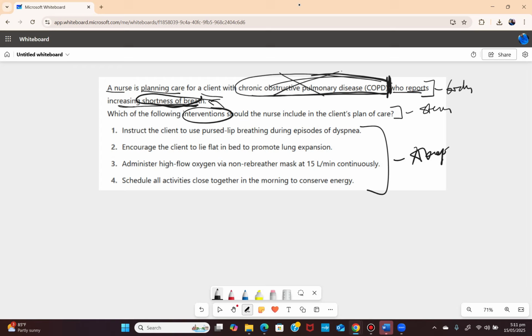So now let's think about it. Now the NCLEX is saying you should do pursed-lip breathing for the shortness of breath. Is that what we want to do? Obviously, it's a good intervention. Yes. Now, should we lie flat for shortness of breath? Obviously, we want to be in what? High Fowler position. So what? No. Should we administer high flow oxygen?